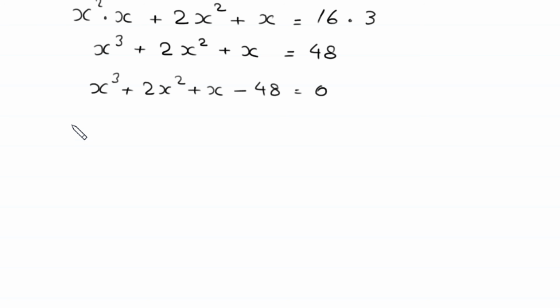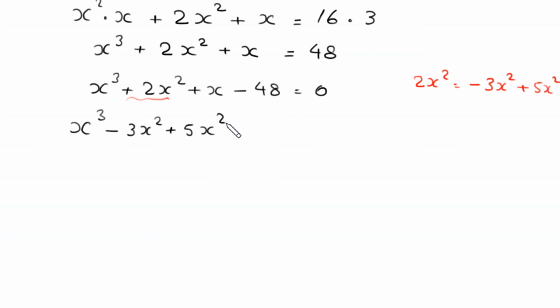We write this x cubed, and we split this plus 2x squared as negative 3x squared plus 5x squared, and we split this plus x as negative 15x plus 16x, minus 48 is equal to 0.